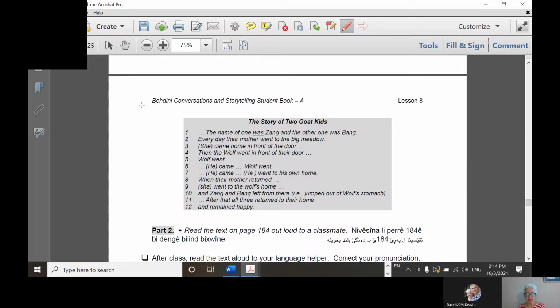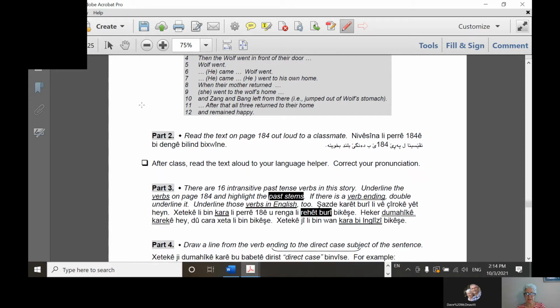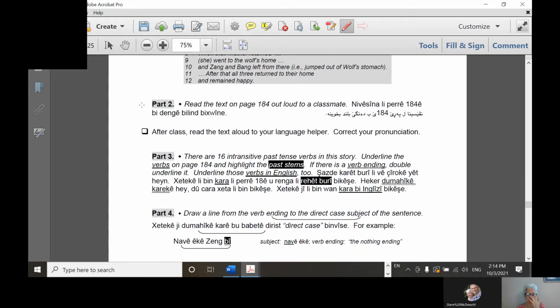So on the next page, it tells you to read the text aloud. And then after class, read it to your language helper. Be sure and listen to this with your audio recordings. Again, those audio recordings are available through a link that's in lesson 1 on page 2.